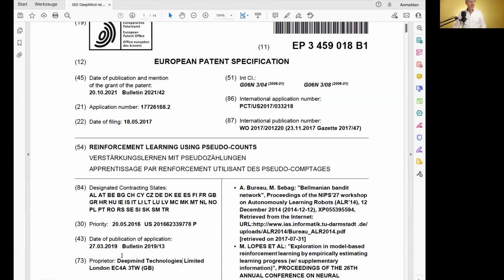As I said, the proprietor is DeepMind Technologies. The patent was filed in May 2017 and granted just very recently in October 2021. So roughly 4.5 years of prosecution, which is a little bit over average, I would say. The title of the patent is Reinforcement Learning Using Pseudo-Counts. So let's look at the description to get some context.